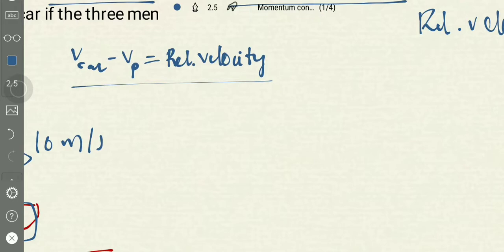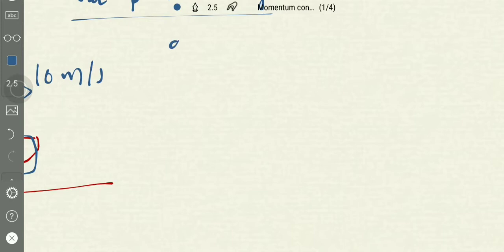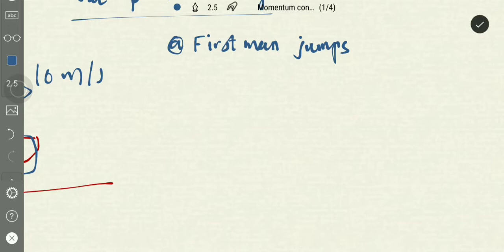So firstly, let us say first man jumps. First man jumps off at v1 meter per second. So if the first man jumps off, the car will be moving with a speed of v1 meter per second. After jumping, the car will be moving at v1 meter per second. The initial velocity u is equal to 10 meter per second.